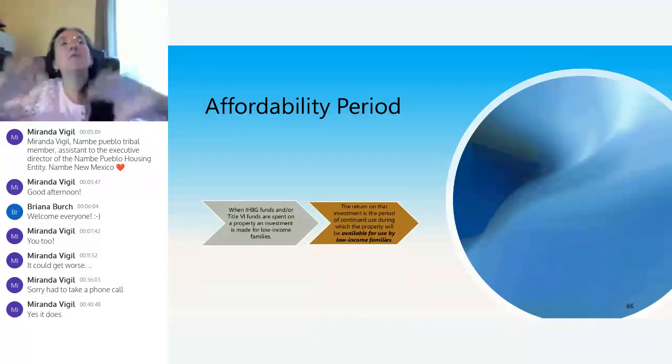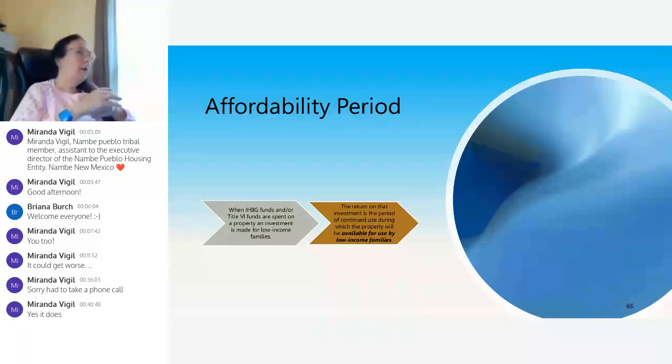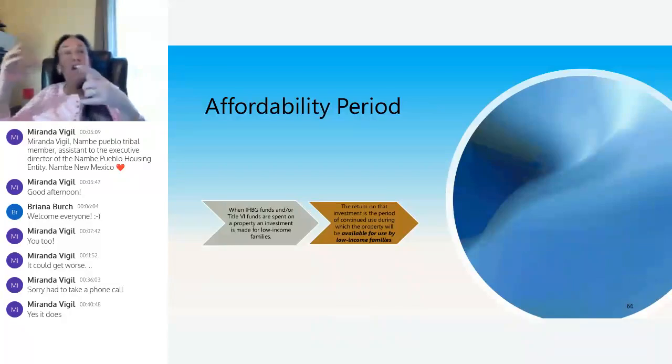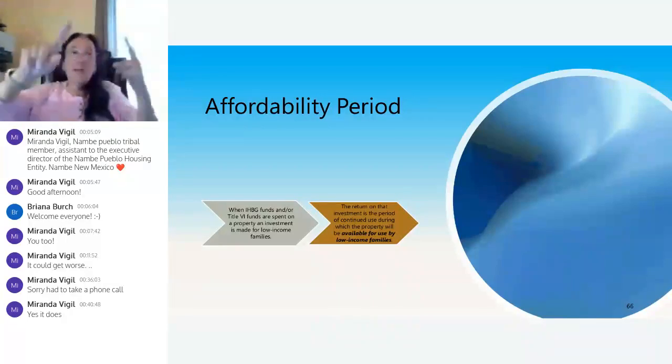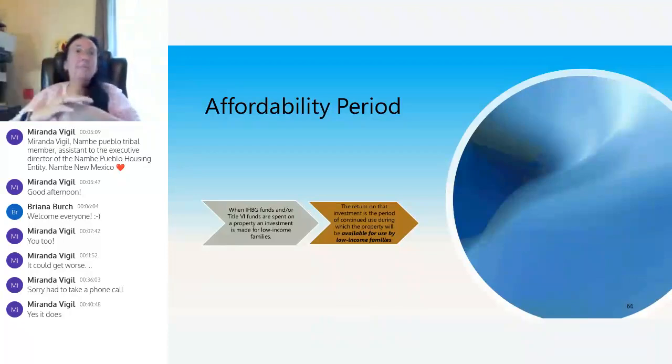So I'll give you a scenario to explain it for those that aren't familiar with it. I had a staff member and I asked her if I could talk about this. She was married to a non-native. They purchased a house off of the reservation. We gave them down payment assistance. She got divorced and moved back to the reservation. They sold the house, and a non-low income, non-native bought it. They still owed money because the time period hadn't elapsed, so they had to pay back the housing authority.